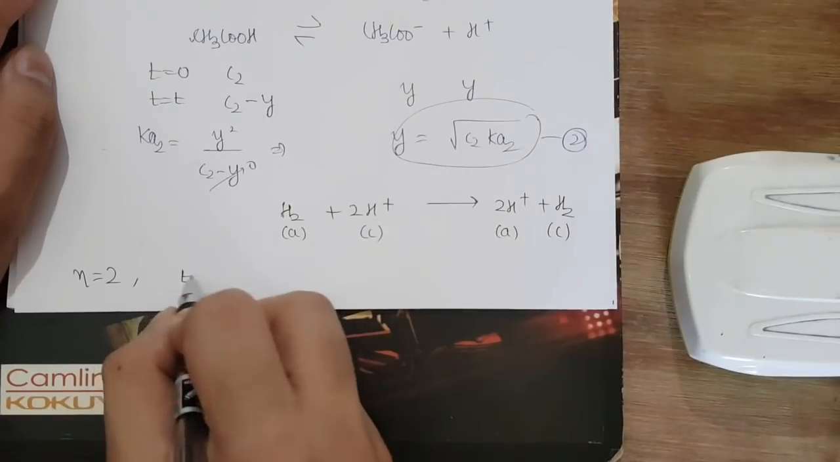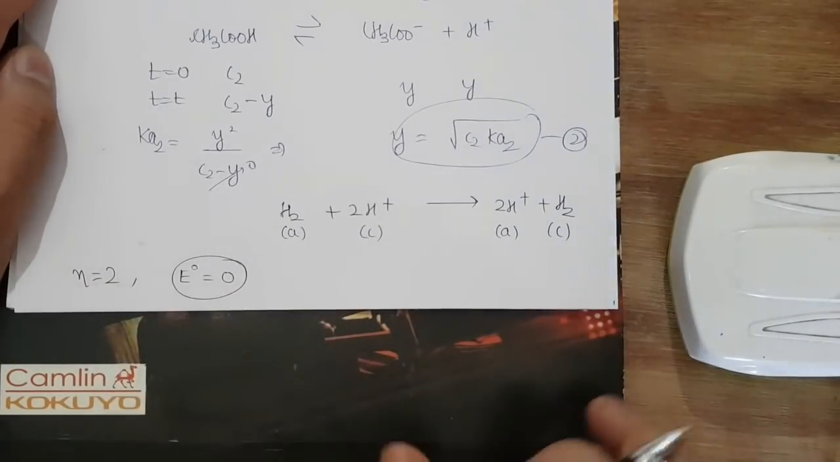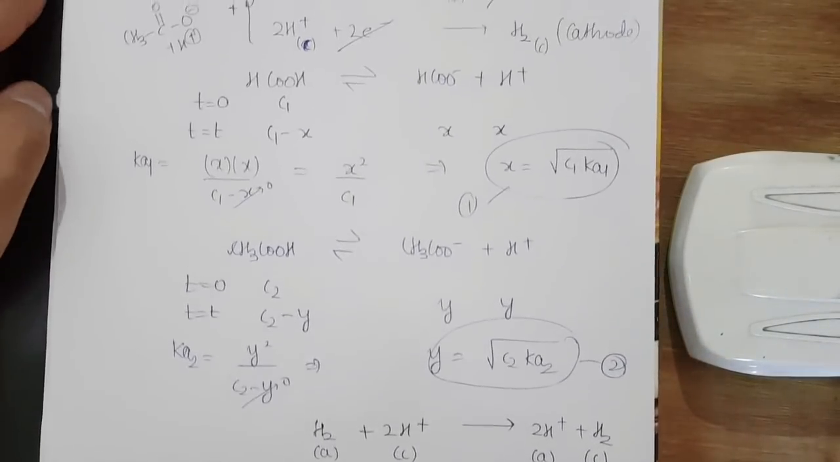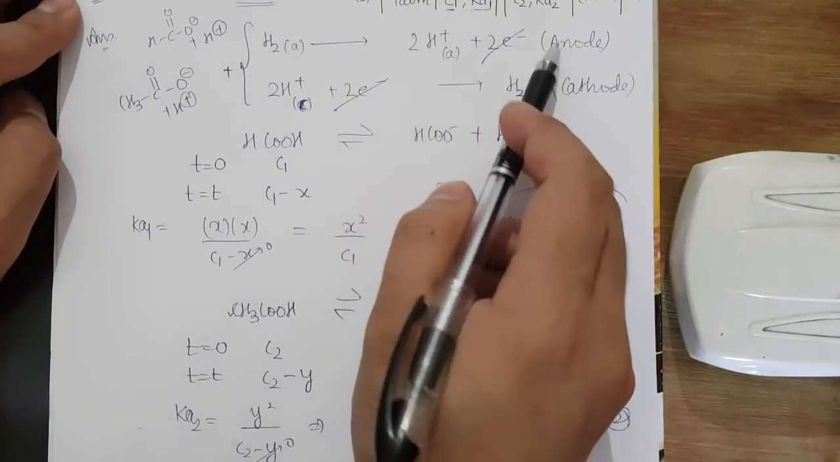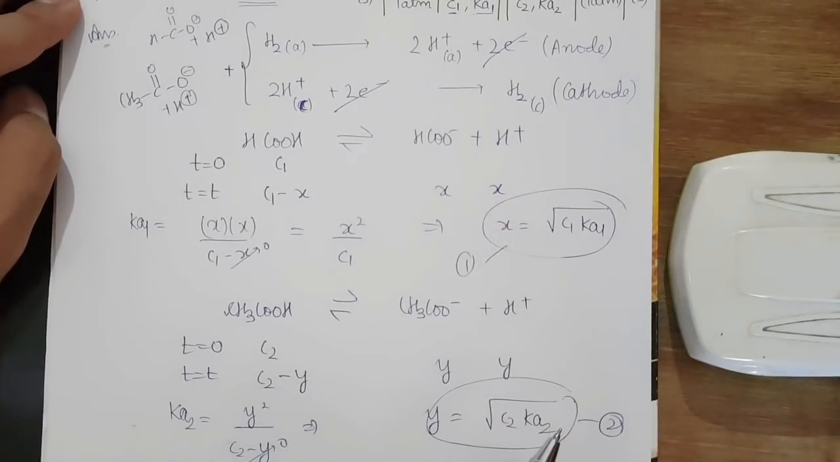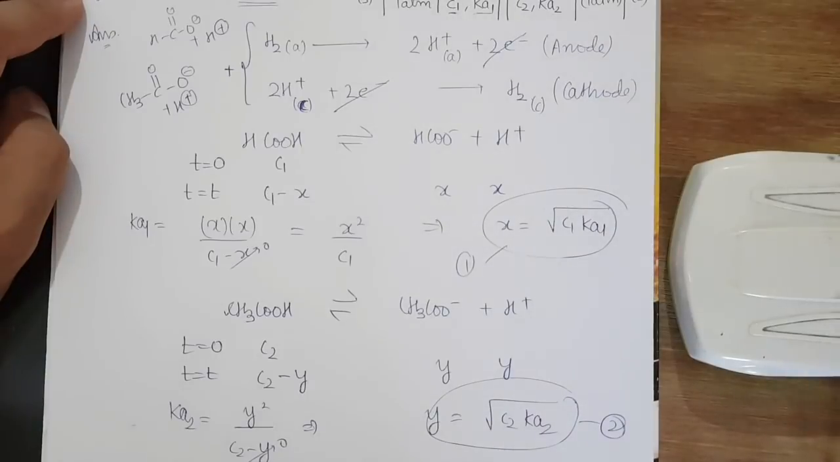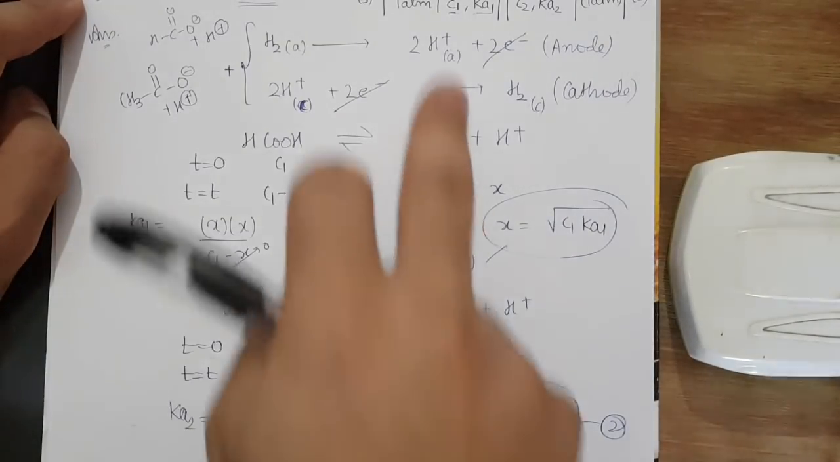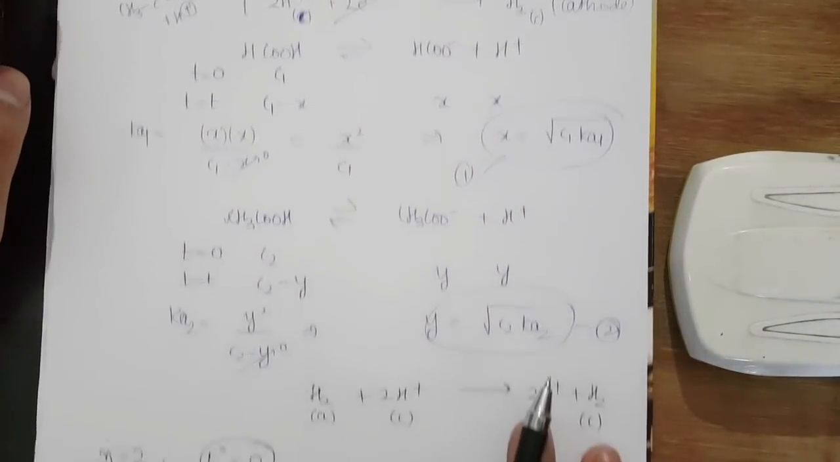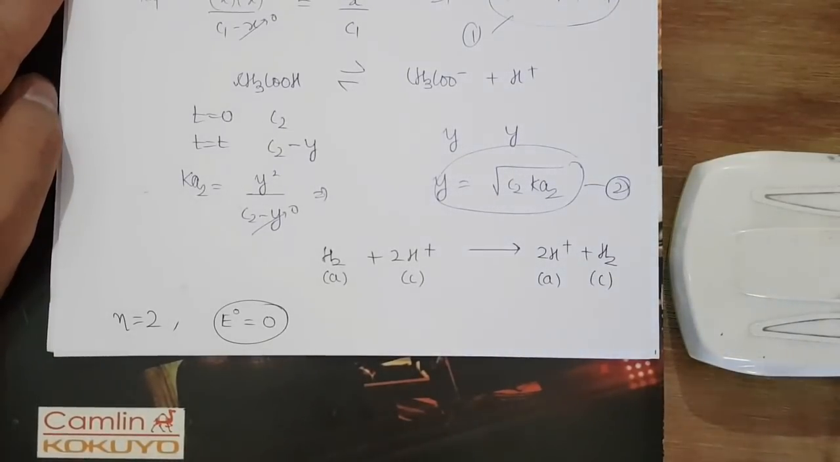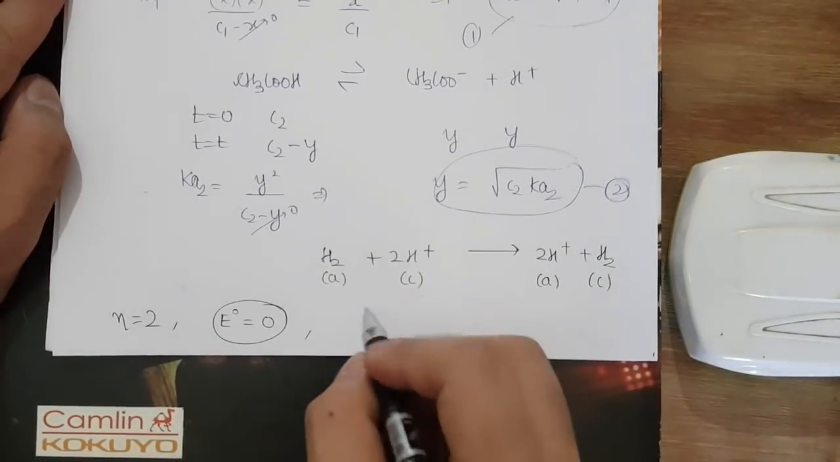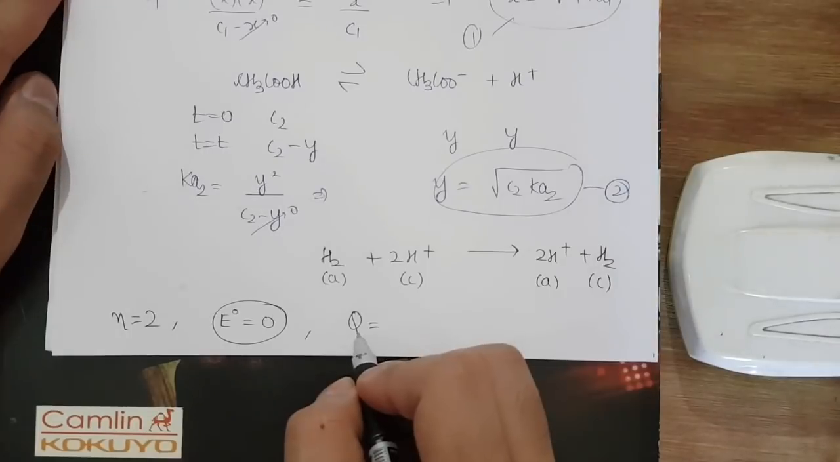The value of E naught would be equal to 0. Now why is E naught 0? Because you can see that both the cathode and the anode are made of the same material. So that is why E reduction would be equal to E oxidation, and hence they would cancel out, giving me the value of E naught to be 0 as in the concentration cells. The next mission is to find out the value of Q, which is the reaction quotient.